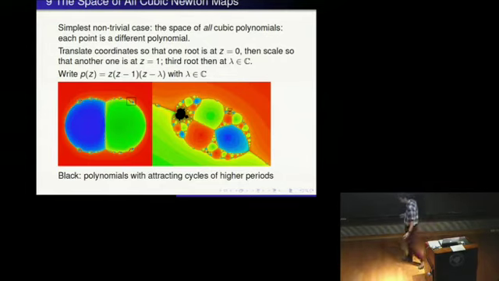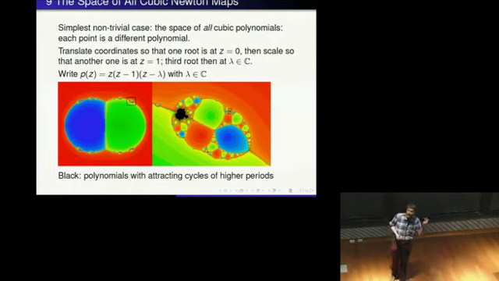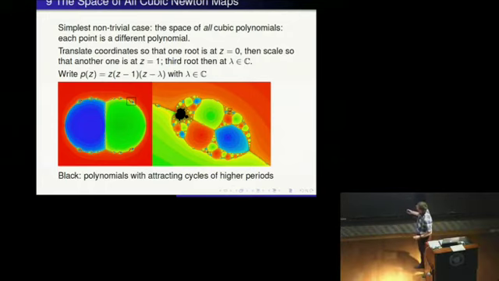Now, if there exists an attracting cycle of higher period, then some critical point will converge to it. Well, for a degree 3 rational map, we have 4 critical points. 3 are at the roots, and the fourth is the free critical point, which is the center of gravity of the 3 roots. So we color the complex plane by the behavior of the free critical point. Most likely it will converge to the red or the blue or the green root, and then we color the point in parameter space accordingly.